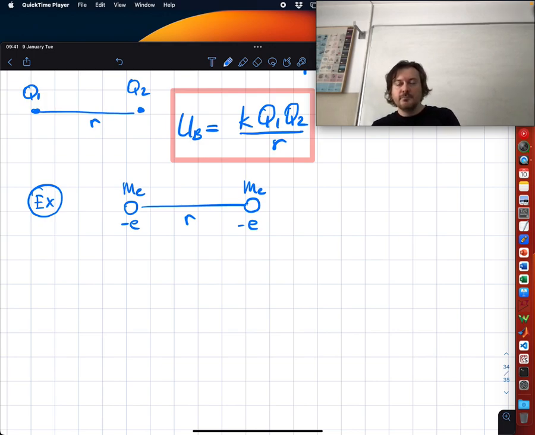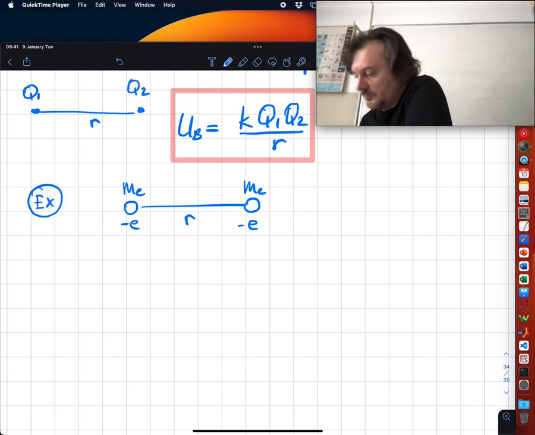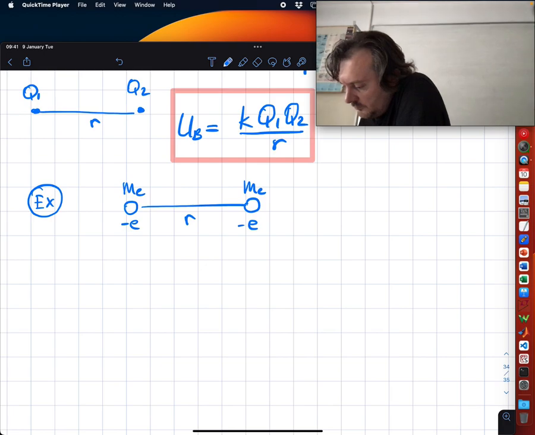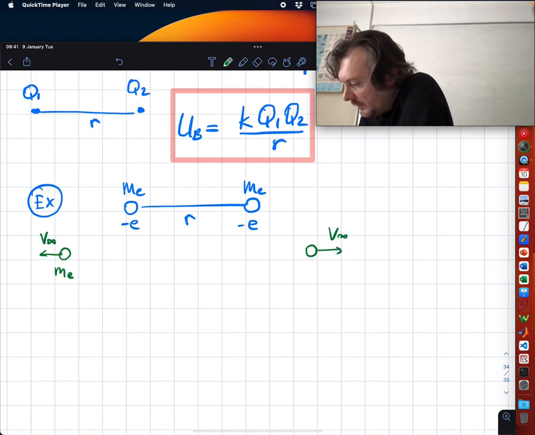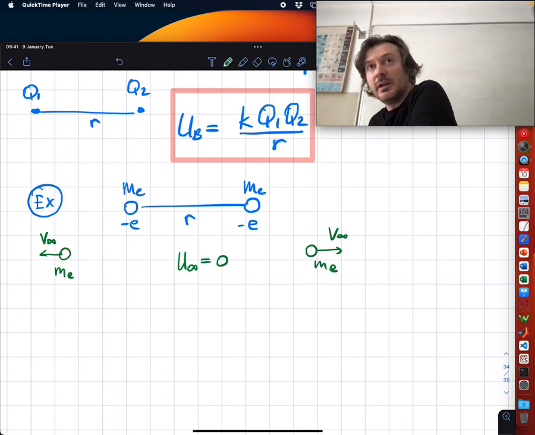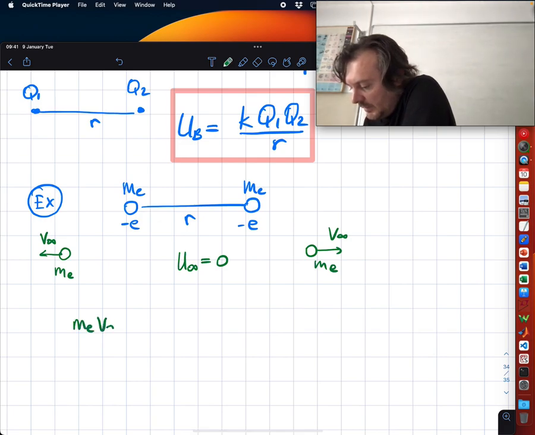Yes? Since we defined the potential energy to be 0 at infinity, all the potential energy will be converted into kinetic energy. And since they have equal masses, by momentum, the kinetic energy will be shared equally between them. So you can solve it. At infinity, both of them will go with the same velocity in opposite directions, right? And at infinity, U infinity will be 0, right? So all the potential energy will turn into kinetic energy, and the kinetic energy is going to be me v infinity squared over 2 times 2, right?